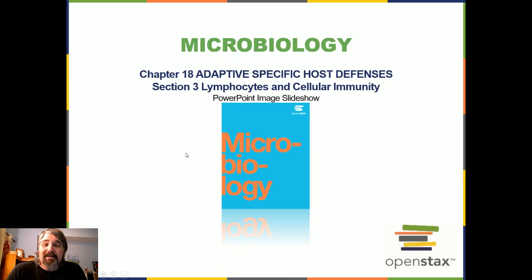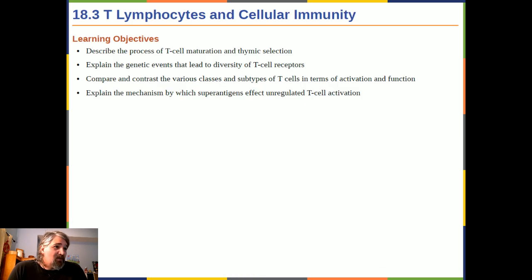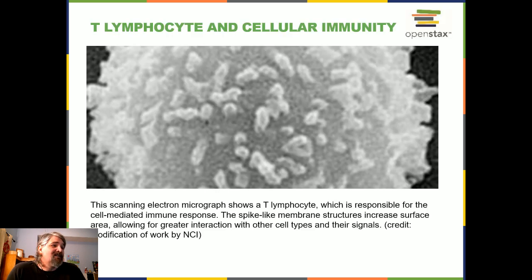All right, section 3, lymphocytes and cellular immunity. Describe the process of T cell maturation and thymic selection. Where are we at on time? Okay, we're good. Explain the genetic events that lead to diversity of T cell receptors. Compare and contrast classes and subtypes of T cells. Explain the mechanism by which superantigens affect unregulated T cell activation.